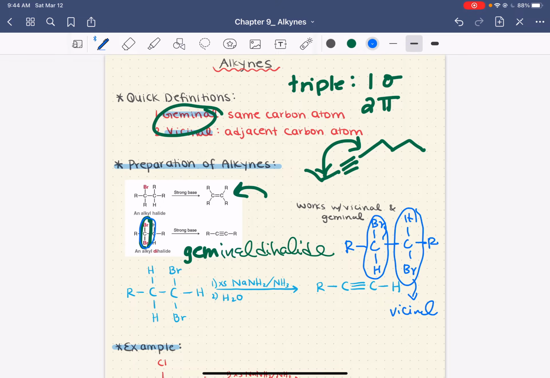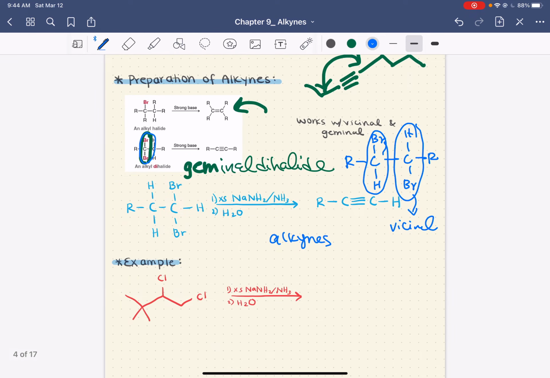Either way, you can prepare alkynes from these through preparation methods like the ones we saw with alkenes. You can do alkyne preparation the same way with dihalides, whether they are geminal or vicinal. So now the question you would probably be asking is, what are the reagents required for this, right? That's an important question to ask. What reagents do I need besides just a dihalide to take alkyl dihalides and convert them to a triple bond?